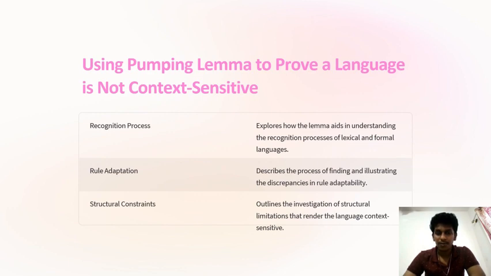Using pumping lemma to prove a language is not context-sensitive. Recognition process explores how the lemma aids in understanding the recognition process of lexical and formal languages. Rule adaptation describes the process of finding and illustrating the descriptiveness in rule adaptability. Structural consistency outlines the investigation of structural limitations that render the language context-sensitive.